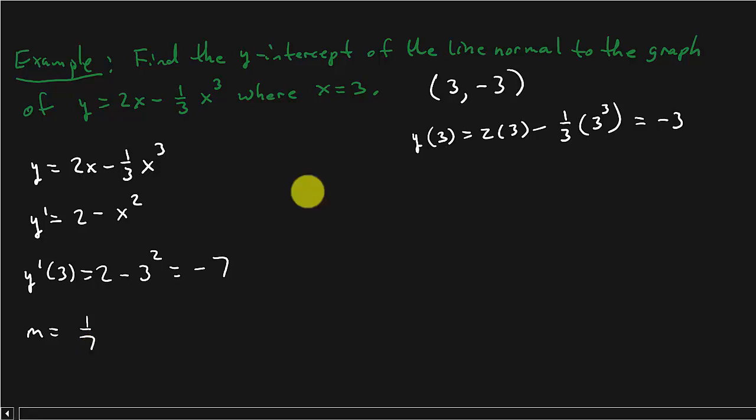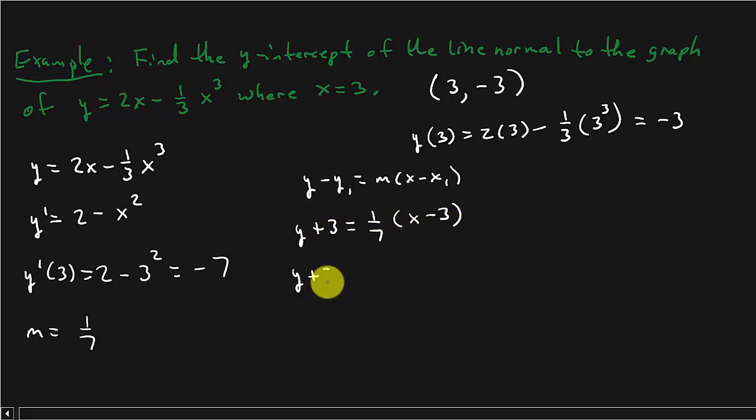All right. So I've got y minus y1 equals m times x minus x1. And so y minus a negative 3, which is plus 3, equals 1/7 times x minus 3. So y plus 3 equals 1/7 x minus 3/7. And then I'm going to subtract 3. So y equals 1/7 x minus, and that's going to be 24/7.